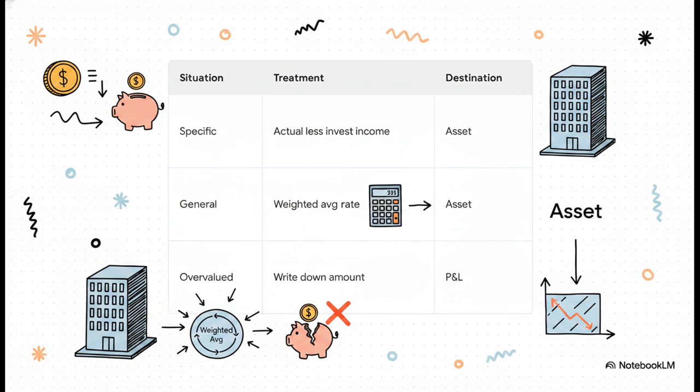Now, if you use general corporate debt, then you apply a weighted average capitalization rate to the expenditures. Where? Again, capitalized to the statement of financial position. For example, if you issue a corporate bond and use a chunk to build a factory, you use that average rate. But if your total capitalized cost pushes the asset above its recoverable amount, then you have to write down the carrying amount. Where does that hit? That's expensed directly to the P&L.